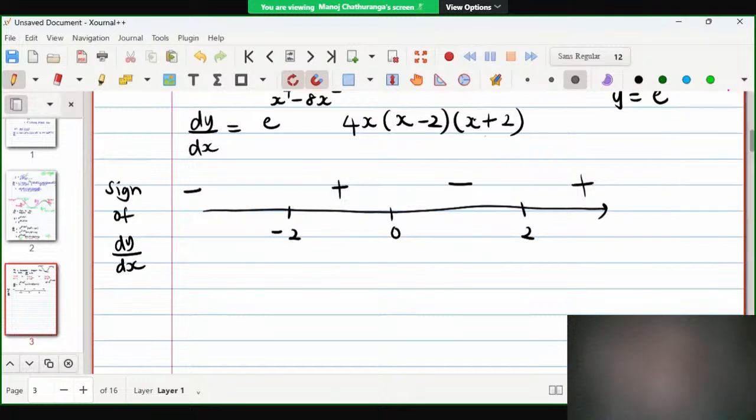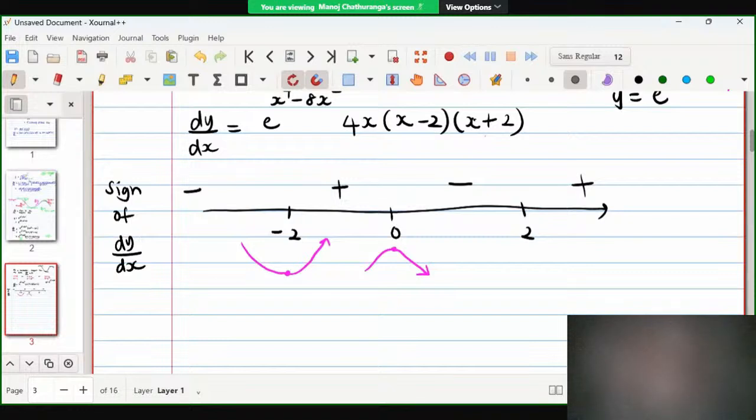If the derivative is negative, the function is decreasing. At minus 2, you have a horizontal tangent line. Plus means the function is increasing. So minus 2 must be a local minimum. And at 0, before 0 the function was increasing, then a negative derivative means the function is decreasing. So 0 must be a local maximum.